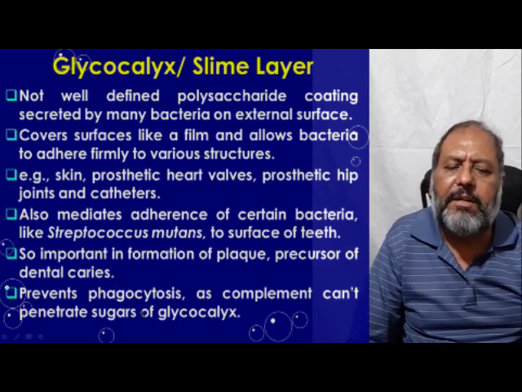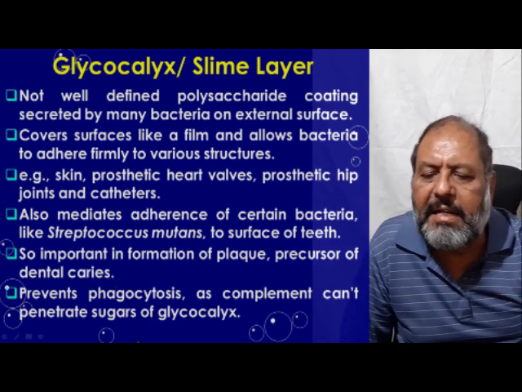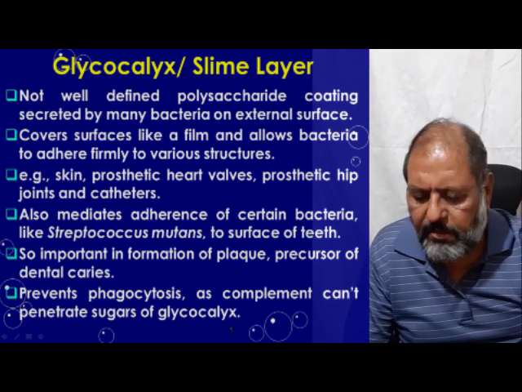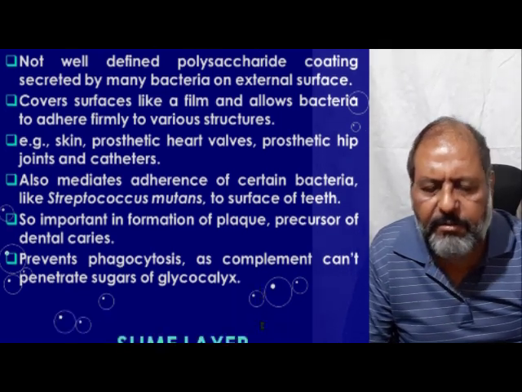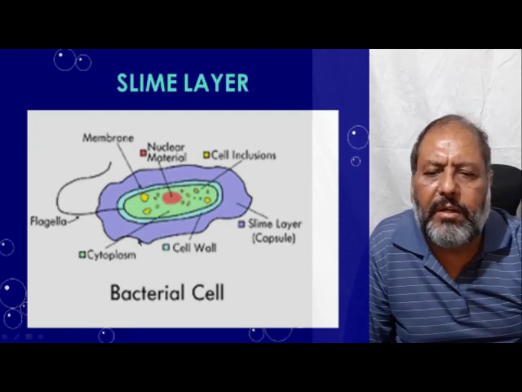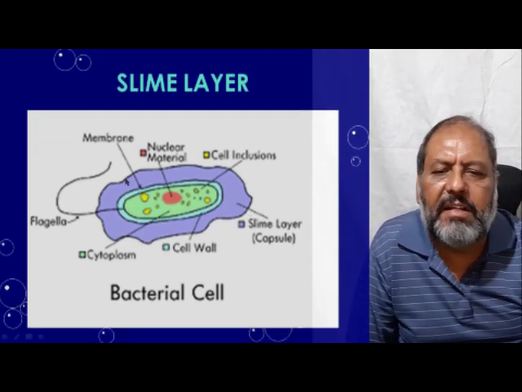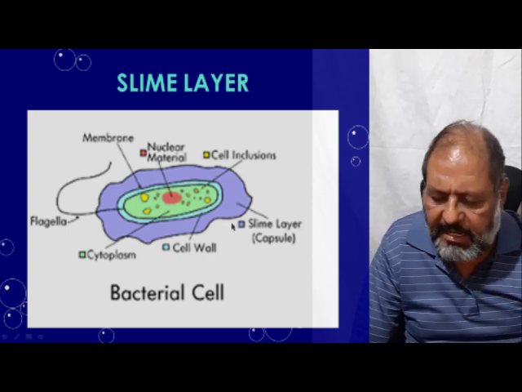It prevents phagocytosis as the complement cannot penetrate the sugar of the glycocalyx, so the bacterium slips out from the complement and cannot be killed. So here one can see the slime layer that is outside the capsule, a thick gelatinous jelly-like structure.